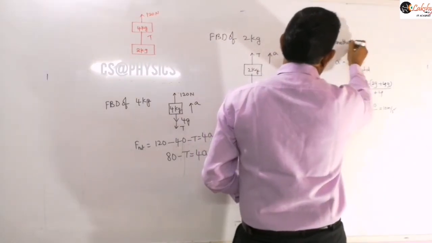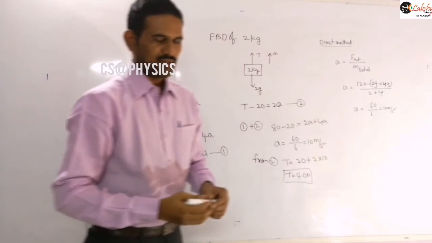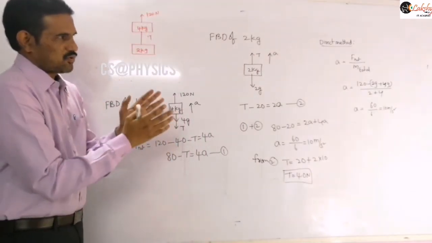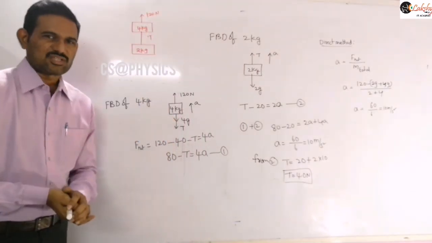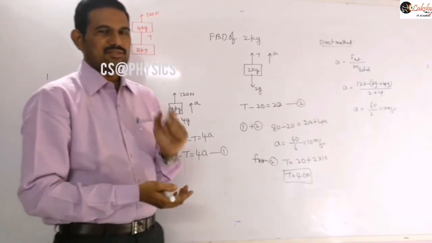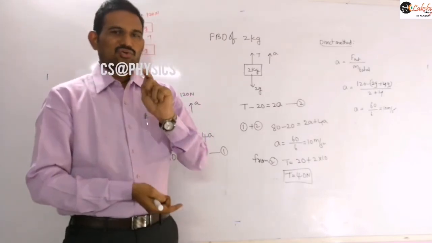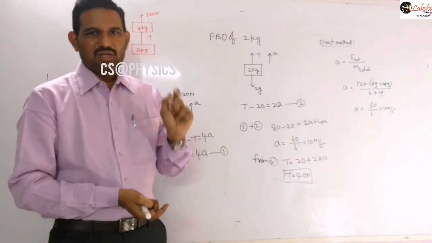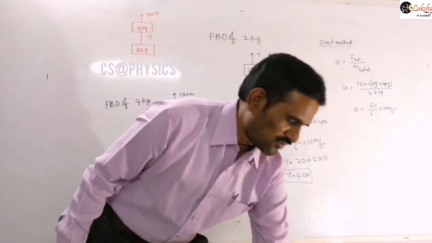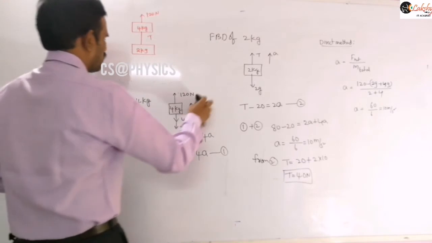So direct method to write this acceleration of the system, right? So that is our problem when the system is moving in vertical direction. When the system is moving in vertical direction, you should not forget about the weight. Weight will play an important role in the motion of the object when the object is moving vertically.